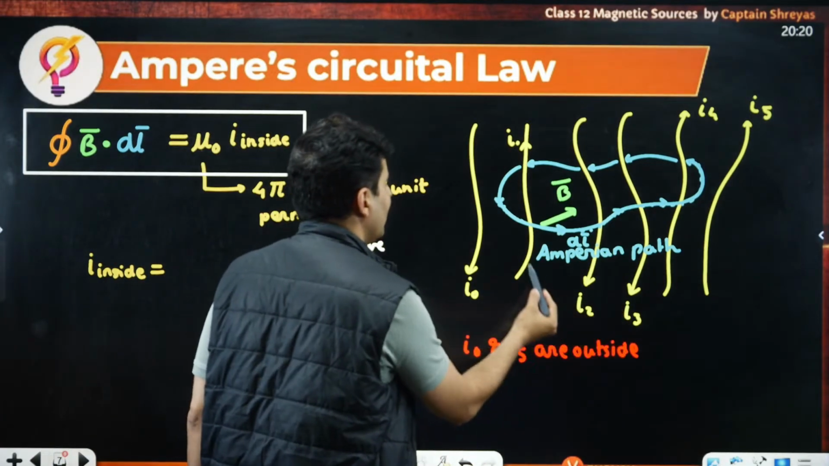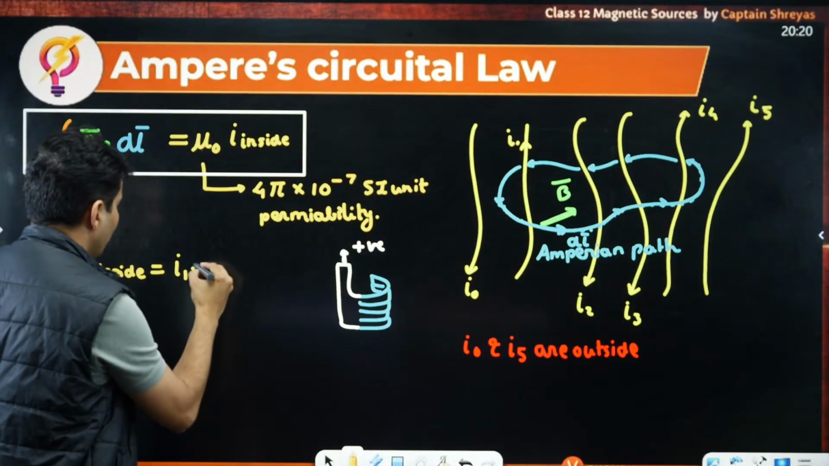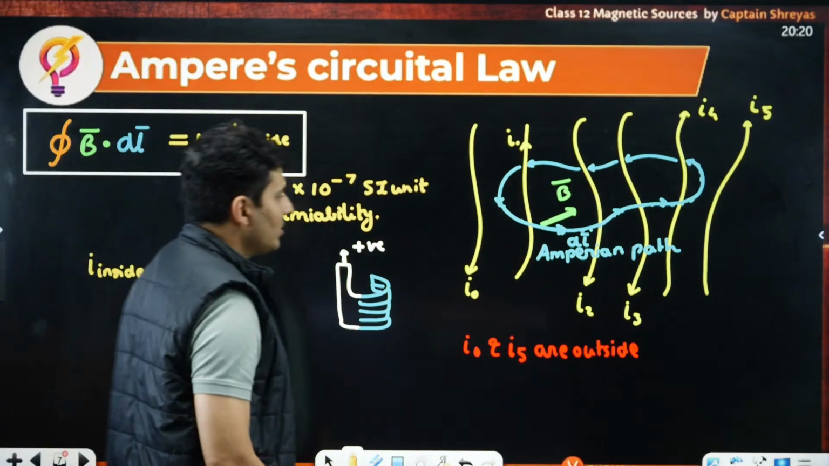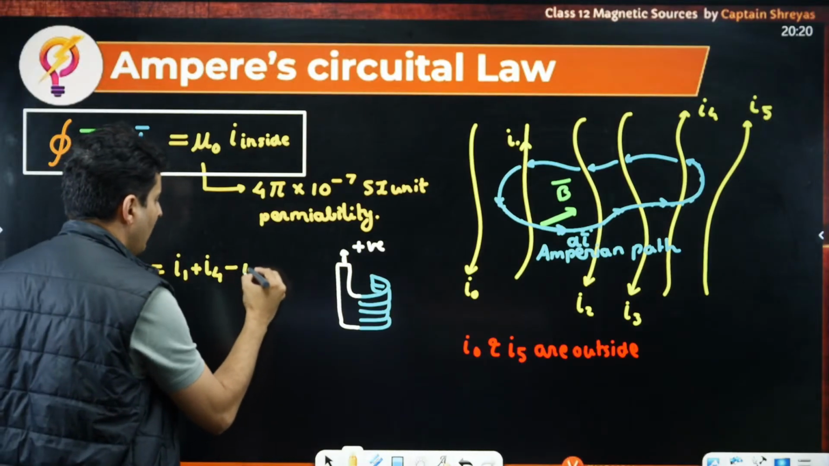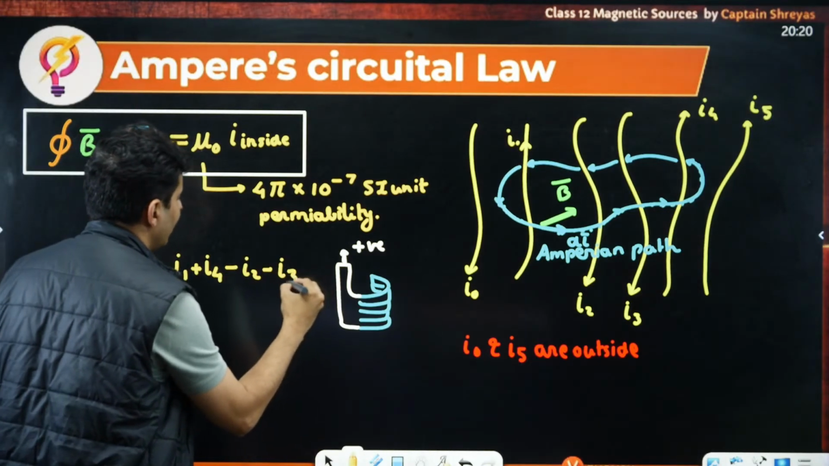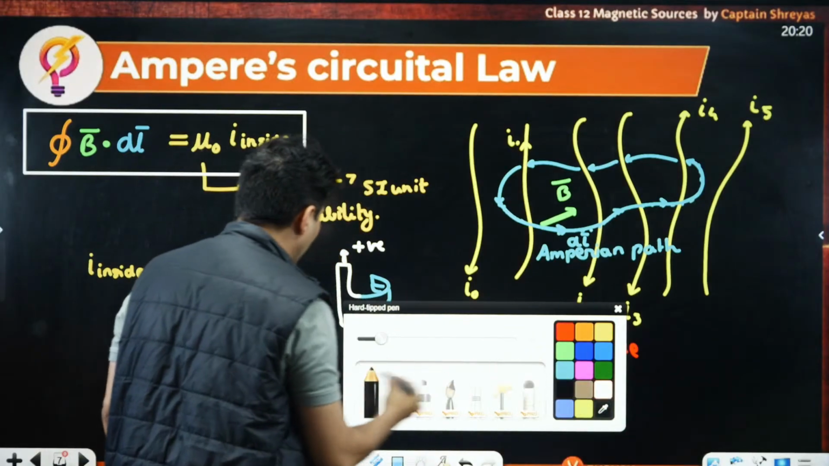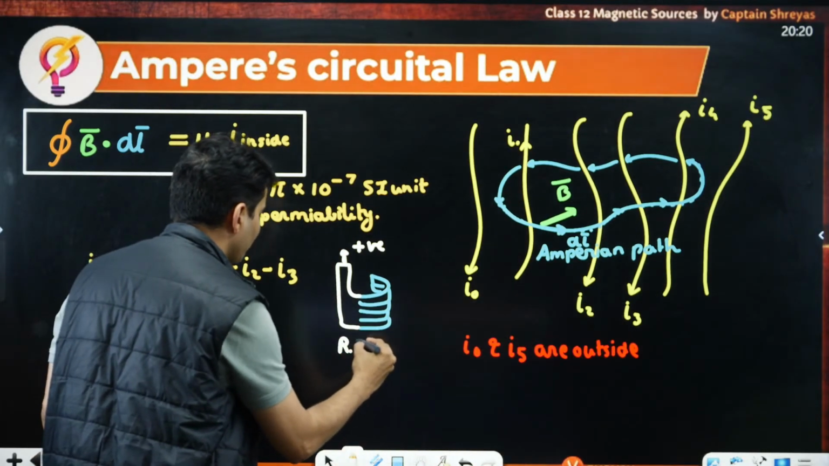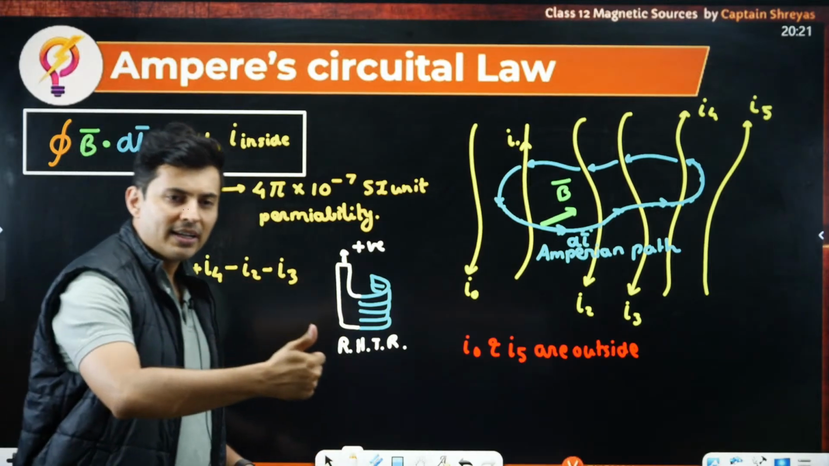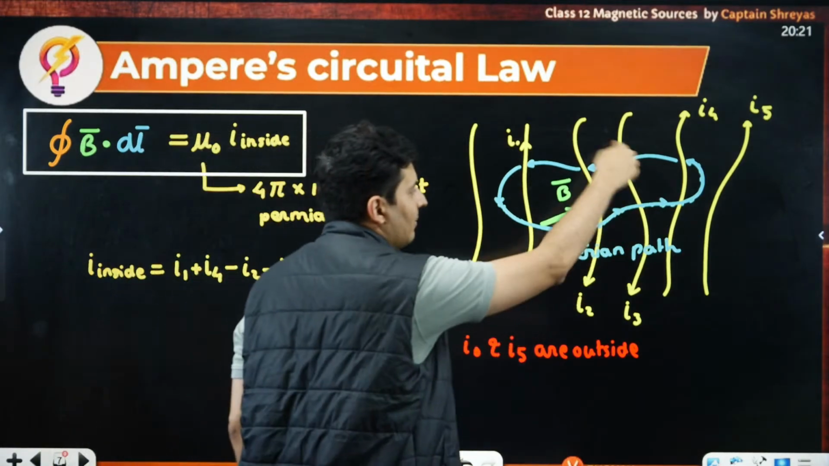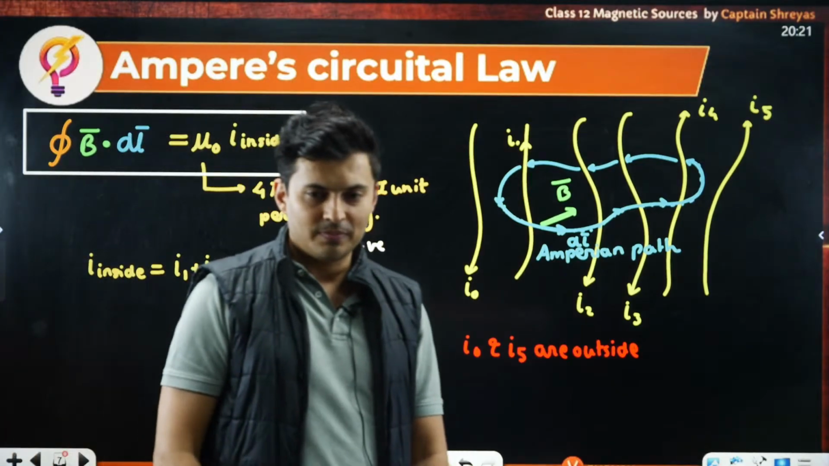So as you can see, I1 and I4 will be positive. So this will be I1 plus I4. And as you can see, I2 and I3 are opposite. It's downwards. So it will be minus I2 minus I3. So that's how the sign convention works. So you have to use nothing but the right hand thumb rule. Curl your fingers in the direction of the Amperian path. The thumb points in the assumed positive direction.